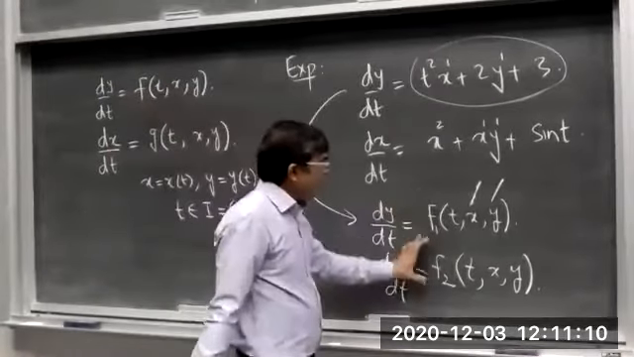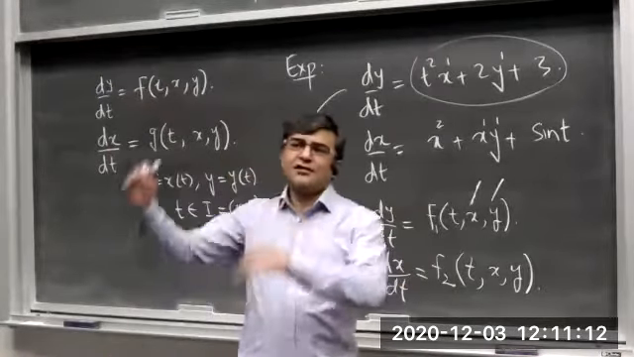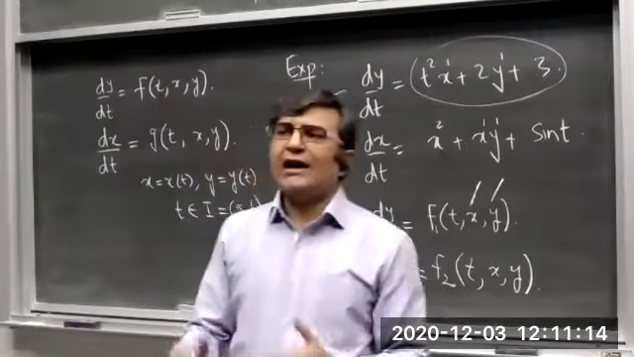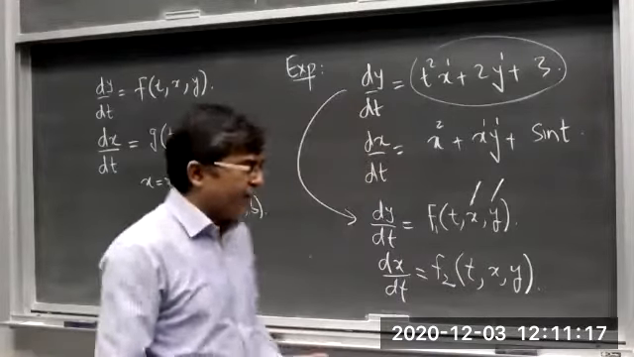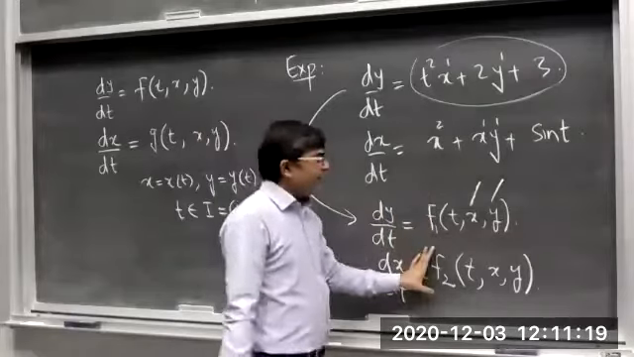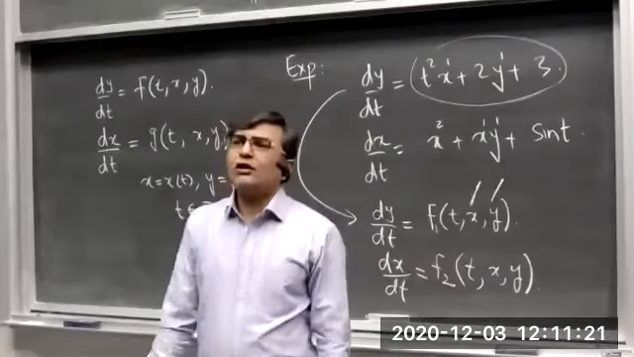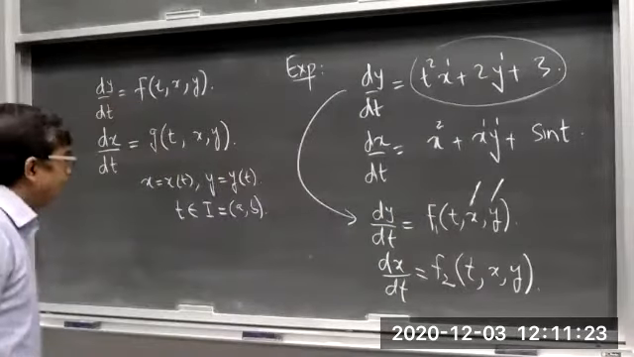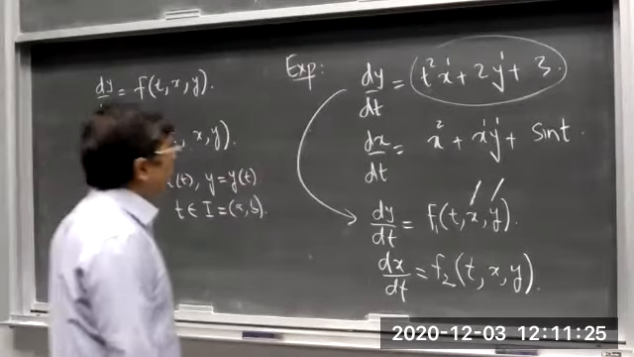If these functions are linear functions of x, y, then the system of linear equations is called a linear system of first order ODEs. If they are non-linear, then we call them a non-linear system of first order ODEs. I hope you get it. Let's see another example.